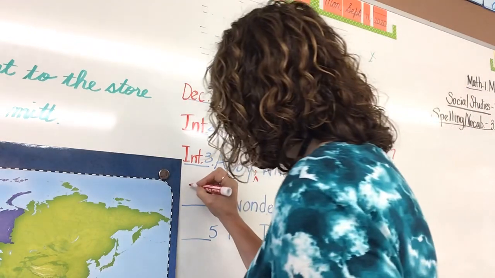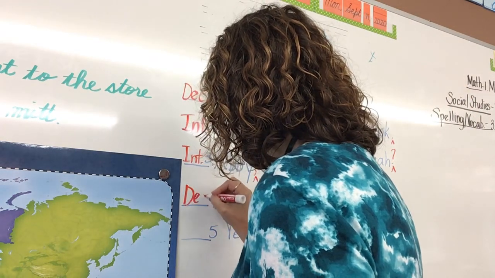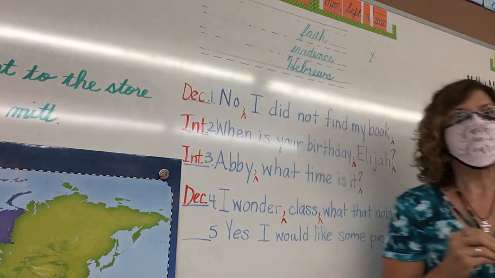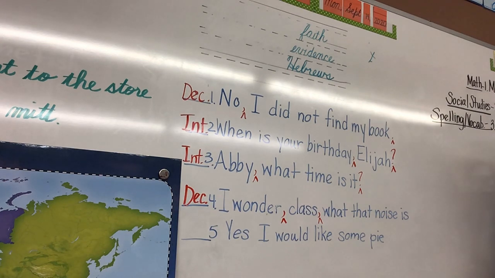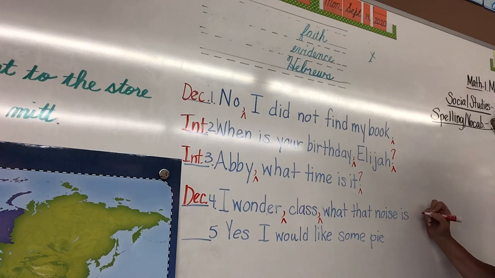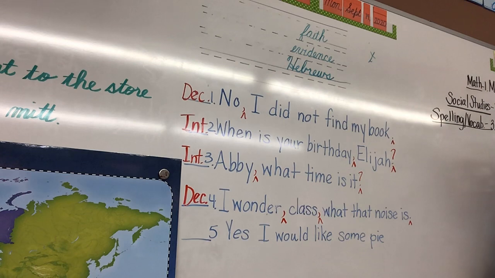Declarative. I know that's tricky, guys, but just because somebody sorta is saying that they don't know what a noise is, they're not really asking it unless they say, what is that noise? But if they say, I wonder what that noise is, they're just telling you that they're wondering about something, right? So how are we gonna punctuate it, everybody? With a period, because it is just a declarative. That one is tricky, that's true.